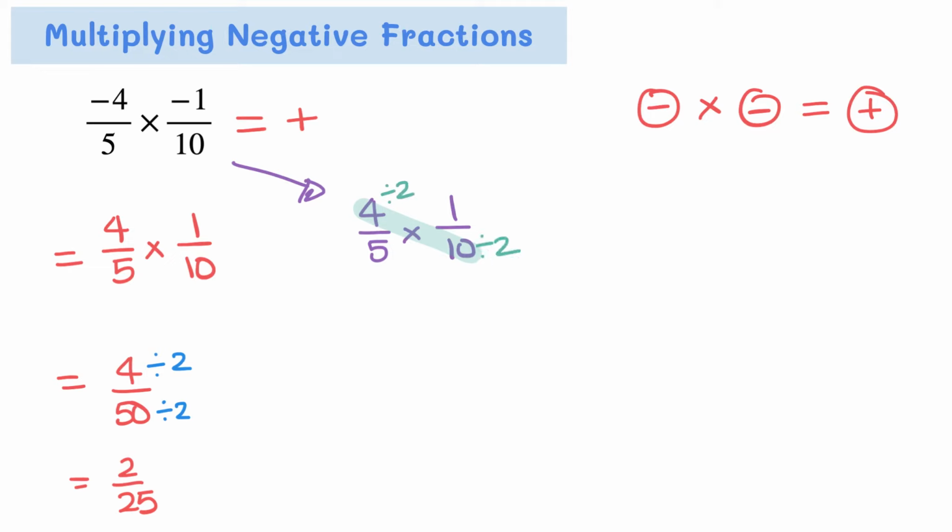So I could rewrite this fraction as 4 divided by 2, which is 2 over 5 times 1 over 5. And now I can multiply across, so I get 2 over 25. Notice that we get the same answer both ways. This is just a little bit nicer in case the numbers get too big, because some of us might not recognize that 4 over 50 can be simplified. So our final answer is that negative 4 over 5 times negative 1 over 10 is positive 2 over 25.